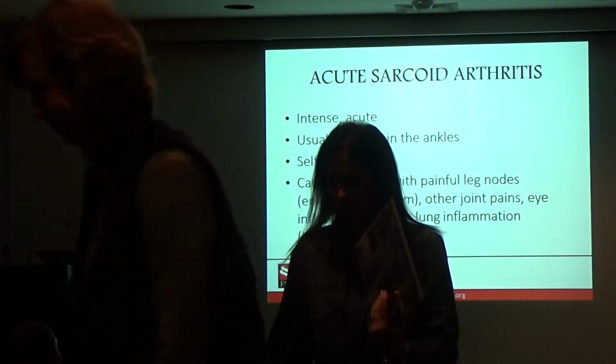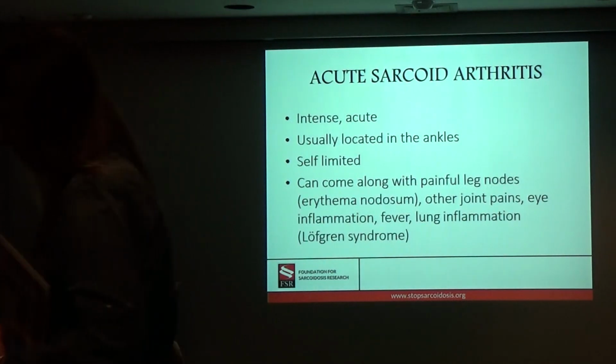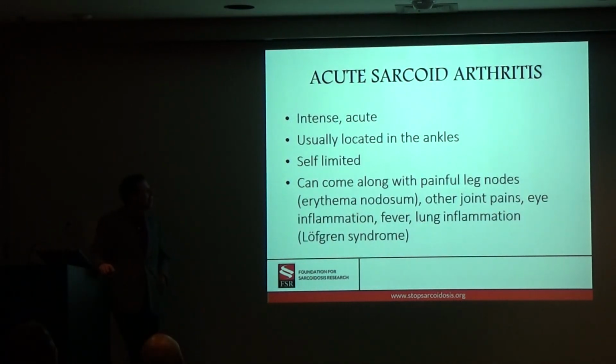The acute sarcoidosis arthritis, as its name probably implies, is intense, it's acute, it happens suddenly. It's usually located in the ankles, and it's usually self-limited.